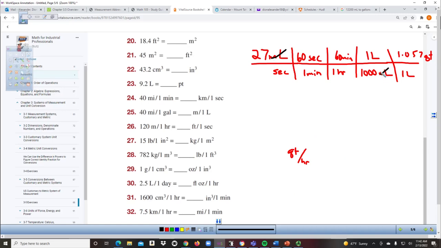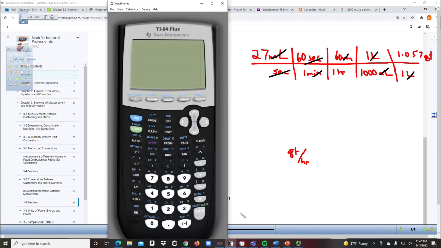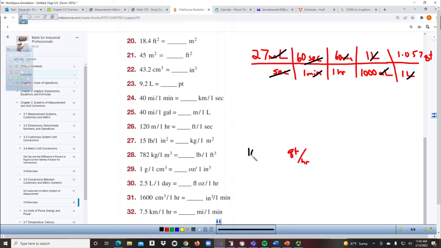Let's do some canceling of units: milliliter with milliliter, liter with liter, minute, minute, second, second. You see all I have is quarts per hour, which is what I'm looking for. So if I go to my calculator, I want the product of 27 times 60 times 60 times 1.057, and then I'm going to divide that by just 1,000. Our solution is going to be 102.740, or 102.74 quarts per hour.